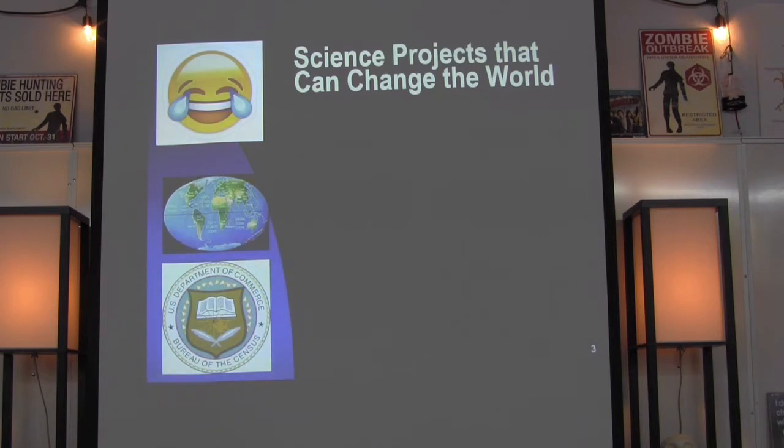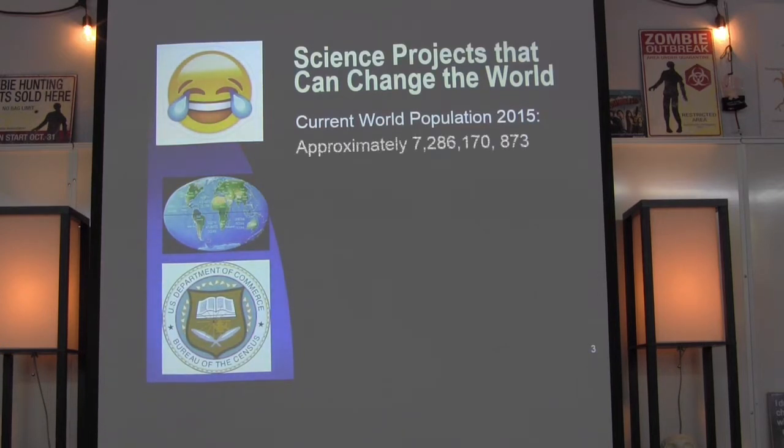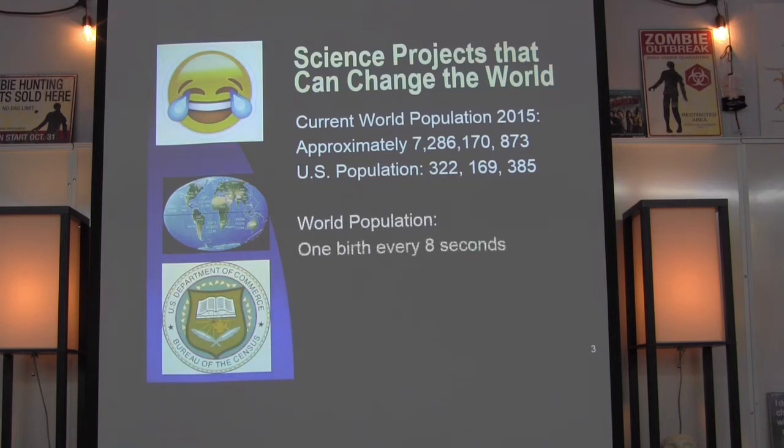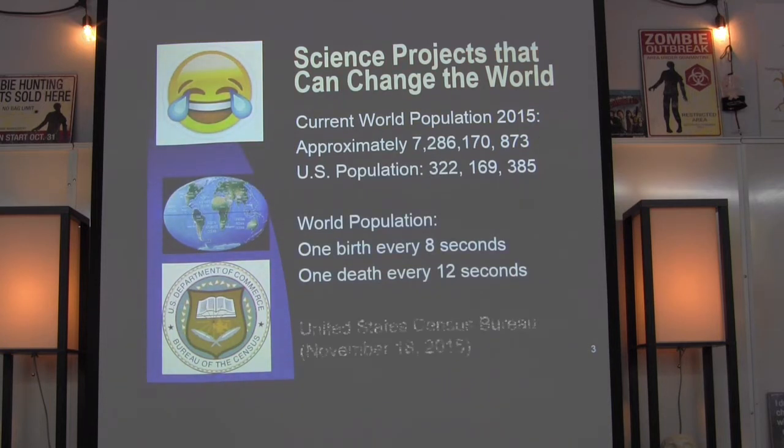All right, so science projects that can change the world. So all you have to do is just listen. So you may or may not be aware of the current world population as of yesterday, about over 7 billion. And then in the United States, we're 322 million. So our percentage of 7 billion, not so big. World population, basically on the average, there's 1 birth every 8 seconds, and there's 1 death every 12 seconds. So I went to the U.S. Department of Commerce, and it's kind of cool because you can see the numbers continually move statistically. And once again, this is taken yesterday.